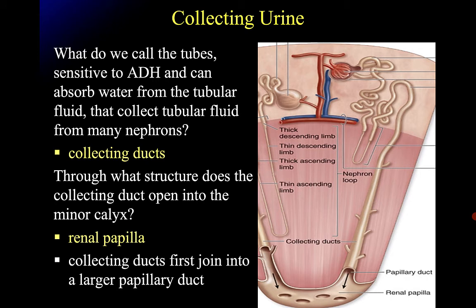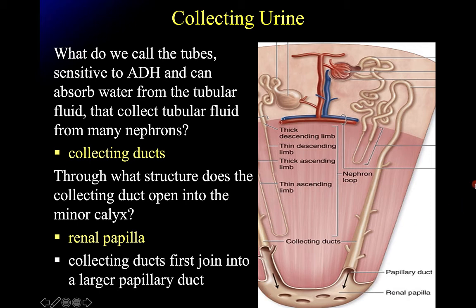So how do we get the urine out of here and into that minor calyx? We begin by having that distal convoluted tubule come up into a collecting duct. The collecting duct can then run down through the medulla. You can see there should be multiples of these, and they will even join together here to form a big papillary duct, which dumps out through that projection of the renal lobe that sits down in the minor calyx, which we refer to as the renal papilla.